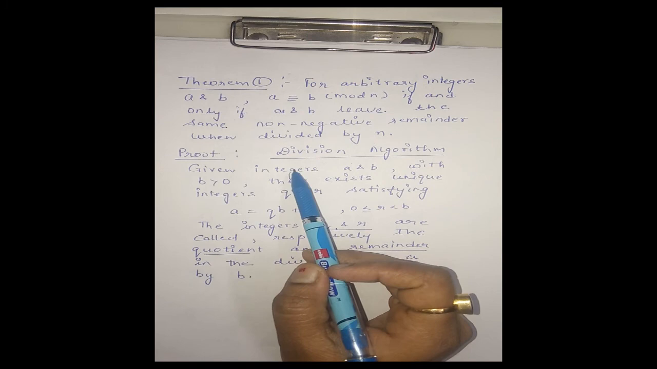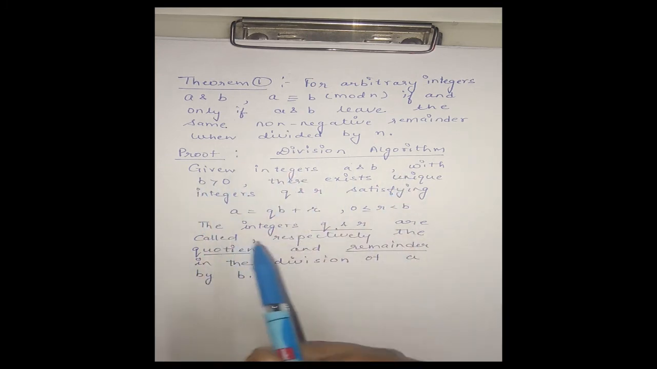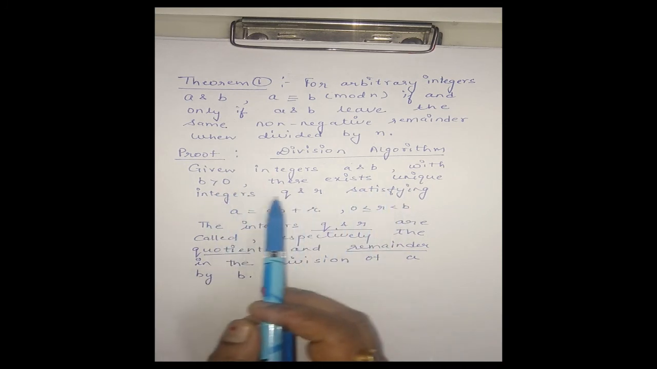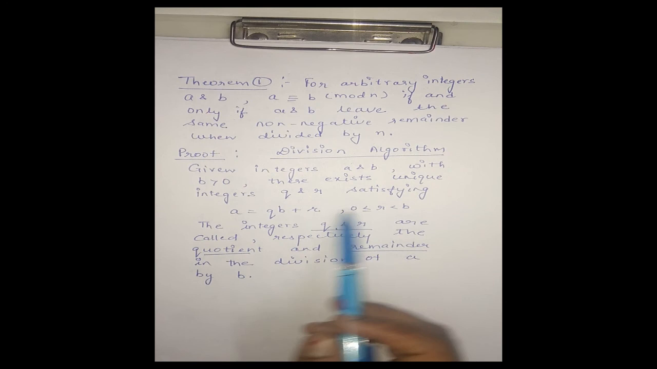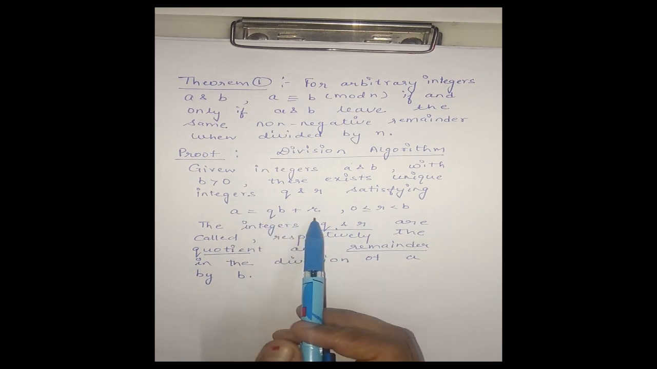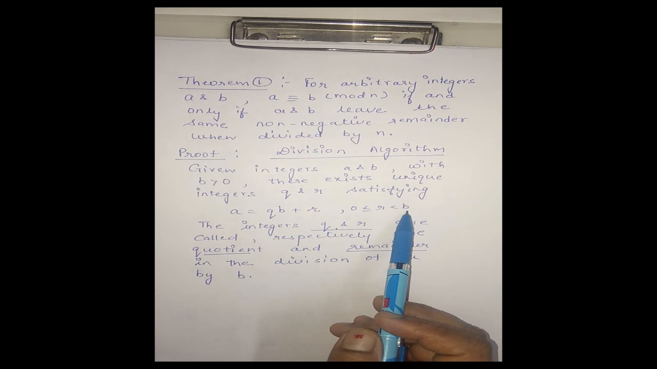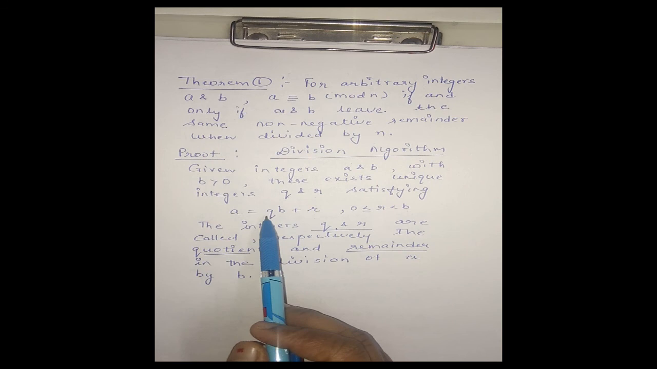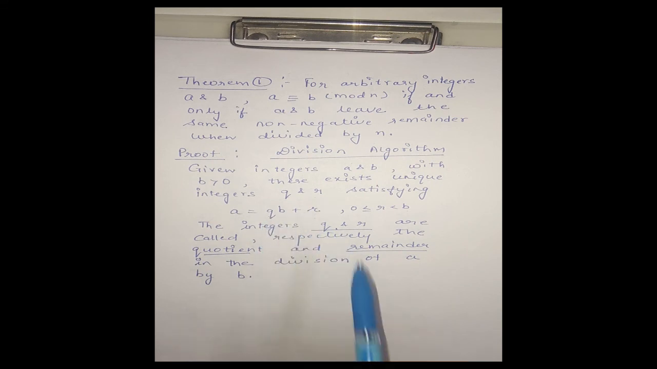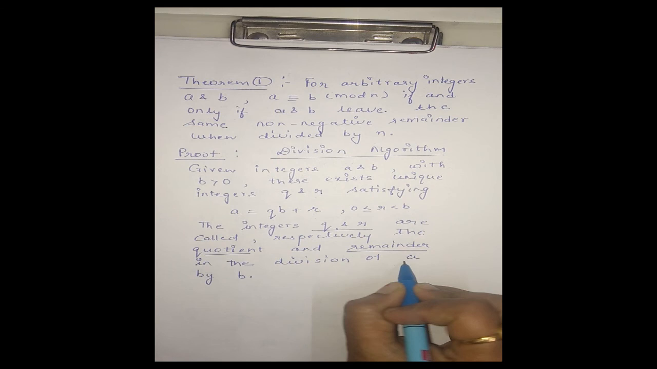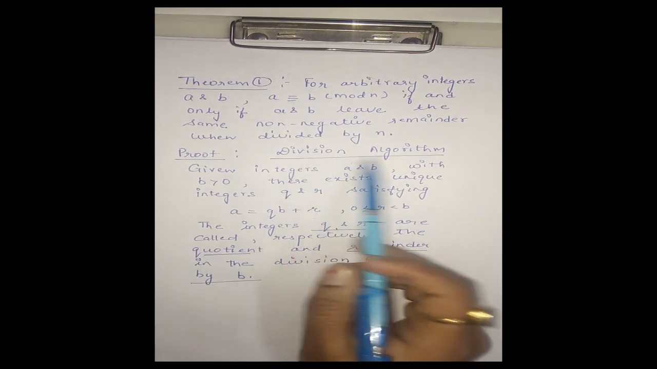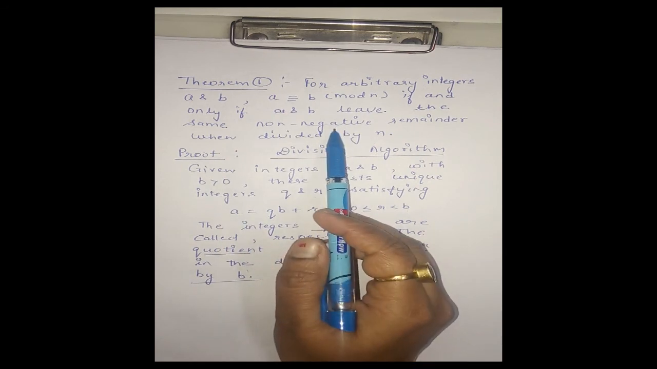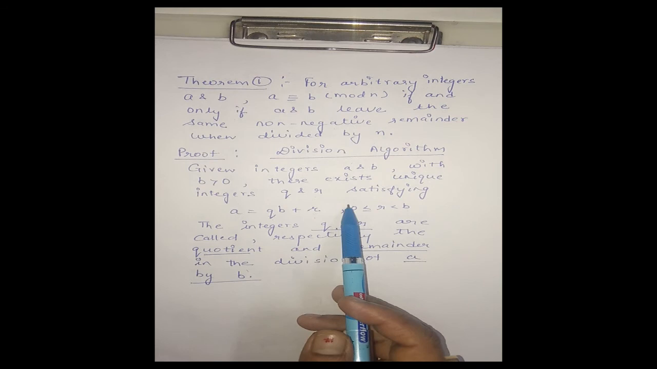For this, we need the division algorithm. The statement of the division algorithm is: given integers a and b with b positive, there exist unique integers q and r satisfying a = qb + r, where 0 ≤ r < b. Here the integers q and r are called the quotient and remainder respectively in the division of a by b. We will use this result in order to prove this theorem.